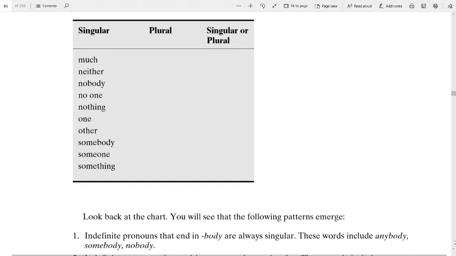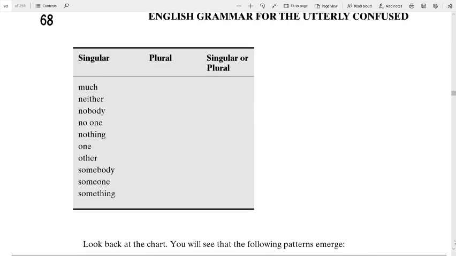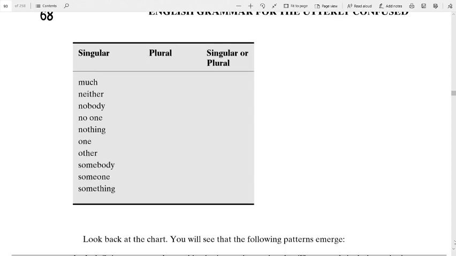So something has happened, not something have happened. So nothing is permanent. That is singular. Nothing is permanent. No one comes, that is treated as singular. Neither, that is also treated as singular.